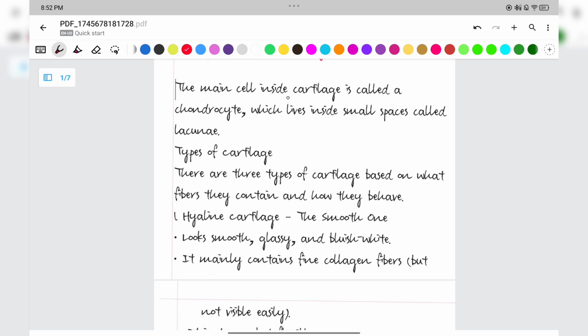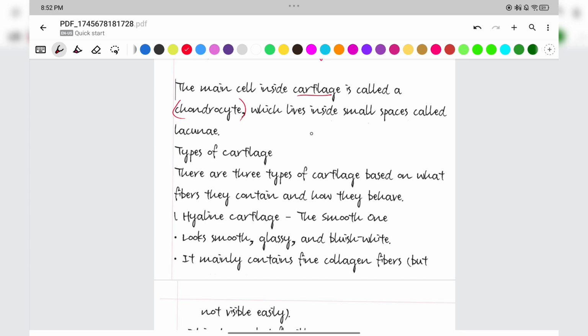Okay, the main cell inside cartilage is called the chondrocyte. Most of us know each important organ in our body has a specific cell in it. Everybody knows the functional unit of the kidney is the nephron. Every particular organ has its particular unit. The functional unit of the lungs is the alveoli. In a similar way, the cartilage has the chondrocyte, which lives inside small spaces called the lacunae.